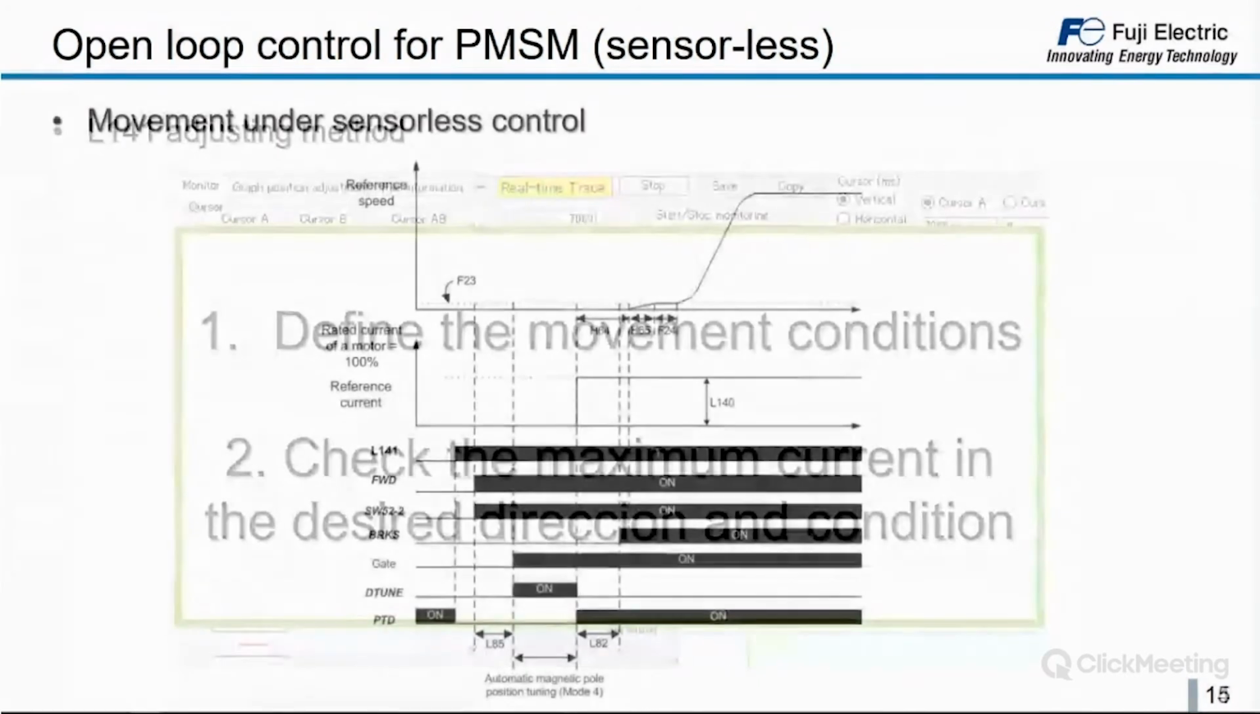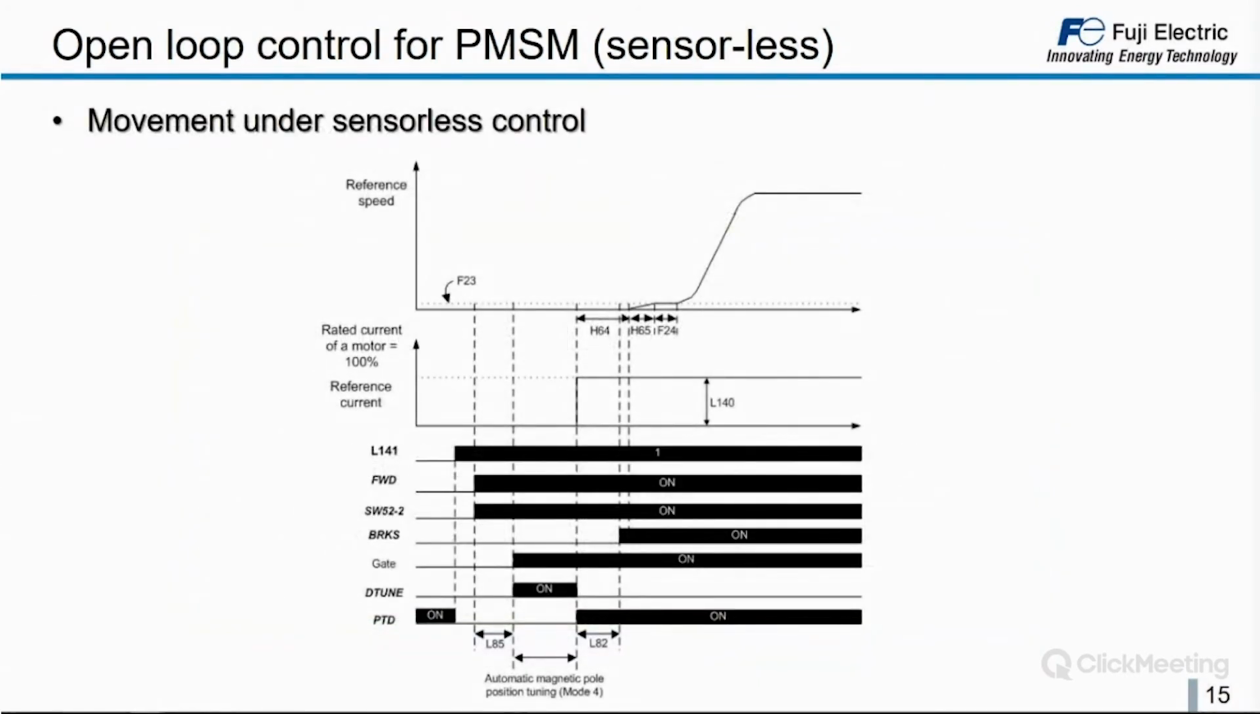Okay. Finally, let me show you a graphic of how the function will behave. Normally, you will move the lift in inspection, so you will put the lift in inspection mode. You will activate the parameter L141, as you can see on the graphic. So the L141 parameter is set to 1.